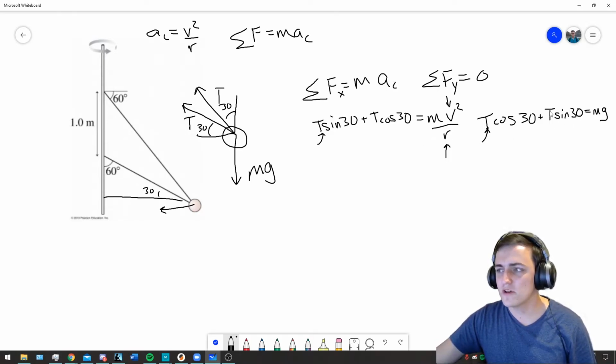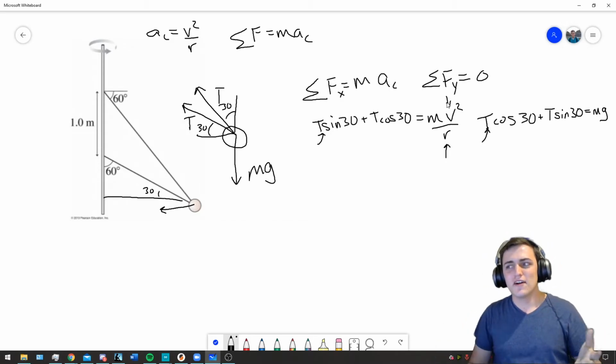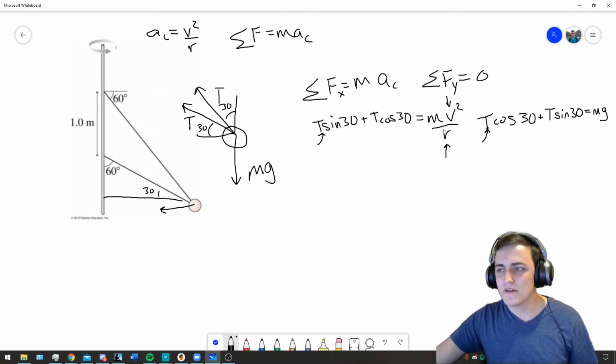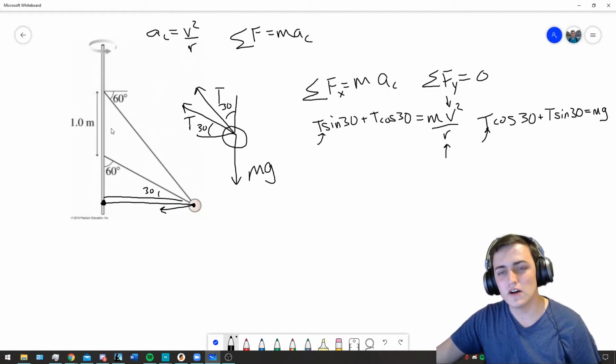We do know 30 degrees, we know mass, we know gravity, but this is 3 variables. And remember, 3 variables require 3 equations. We only have 2. So we have to figure out if one of these variables can be solved some other way. Oh yeah, we can actually solve for r. R is this distance from the ball to the pole. And you can use geometry based on this 1 meter spacing to solve for r, right?